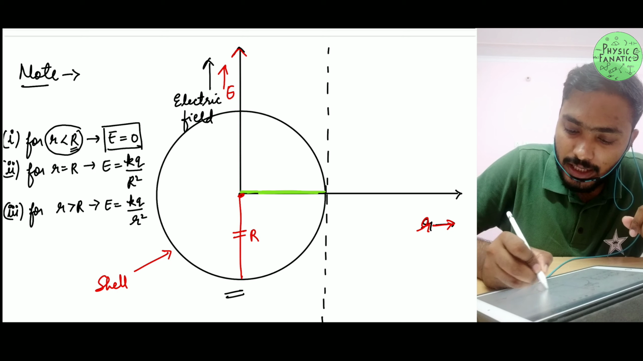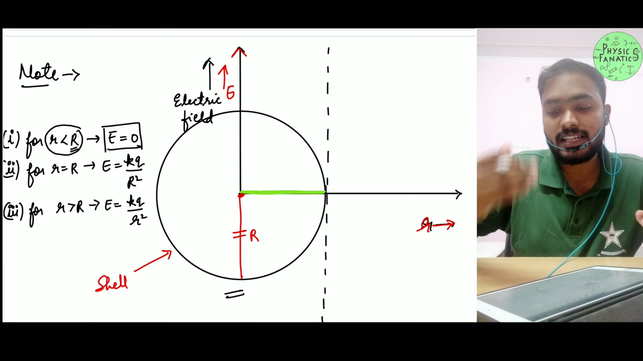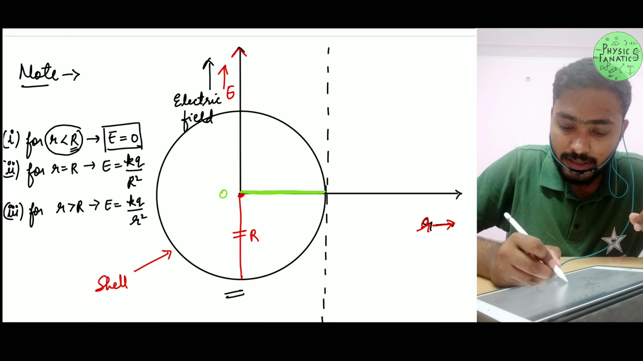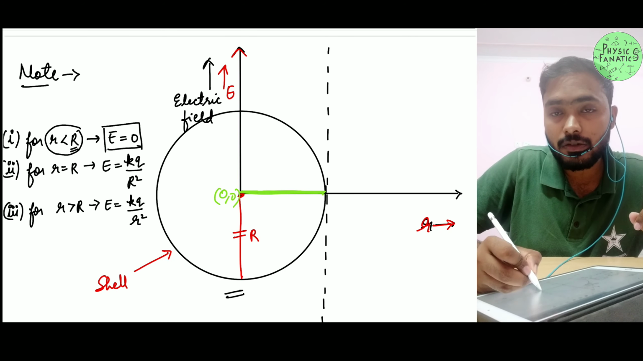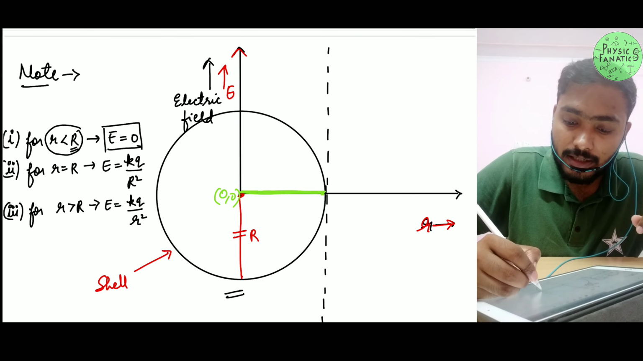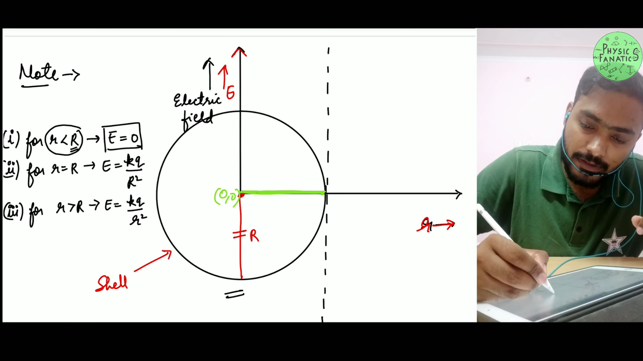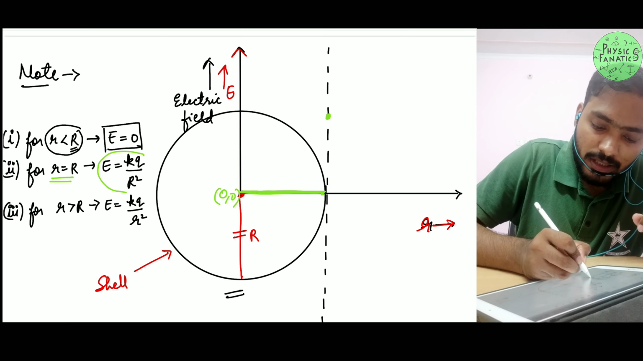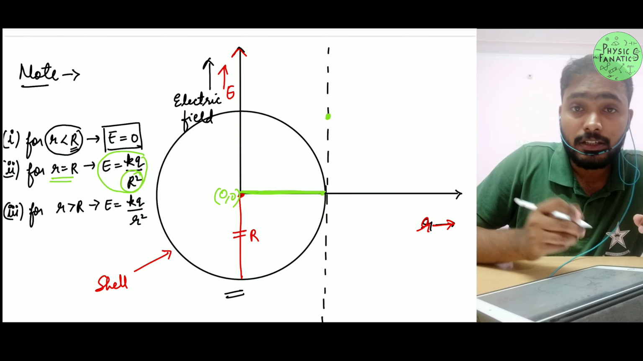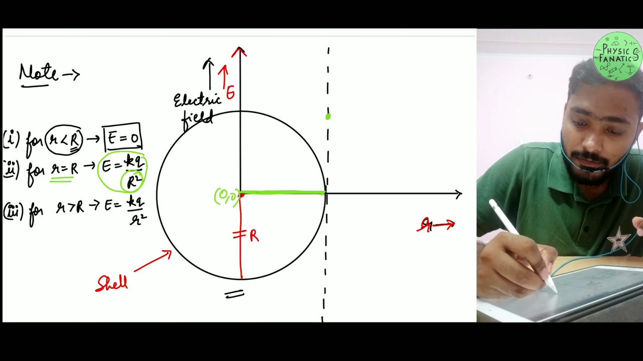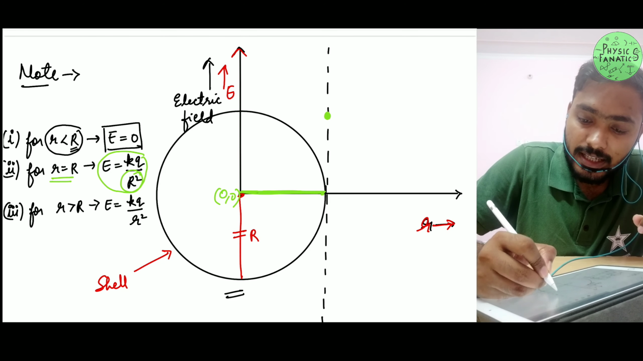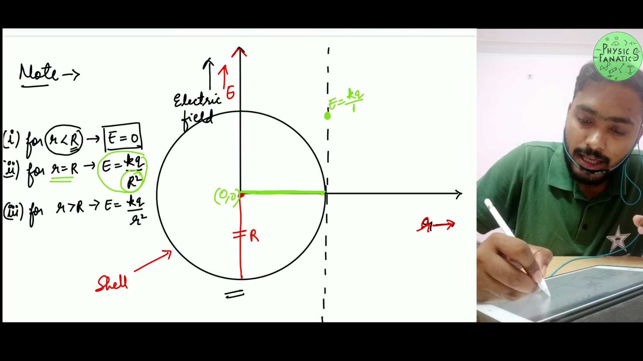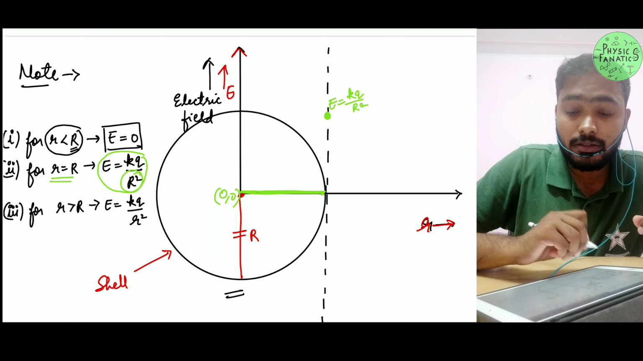Inside the shell, the green pen is representing the value of electric field. It is 0, so it's 0 inside. The moment it comes to the surface, it becomes maximum. At the surface the value comes out to be E equals KQ divided by capital R square.